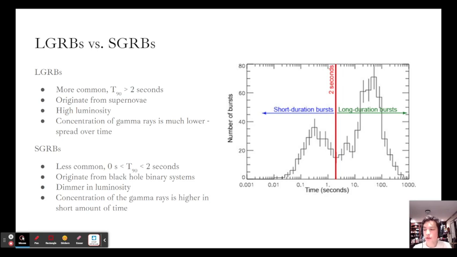Short gamma ray bursts, on the other hand, are less common. It's when 90% of the gamma ray burst is between 0 and 2 seconds, generally. These originate from black hole binary systems and are dimmer in luminosity by about 10 times than long gamma ray bursts. However, the concentration of the gamma rays is much higher for the short amount of time that it is present.